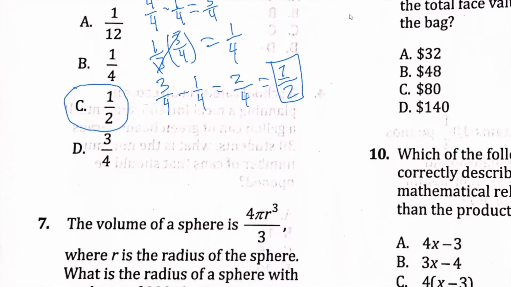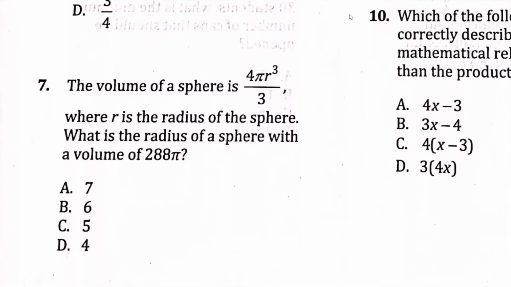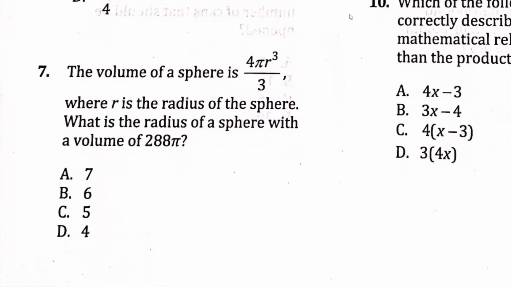All right. Now, number 7, the volume of a sphere is given by this formula: 4 pi r cubed all over 3, where r is the radius of the sphere. What is the radius of a sphere with a volume of 288 pi?